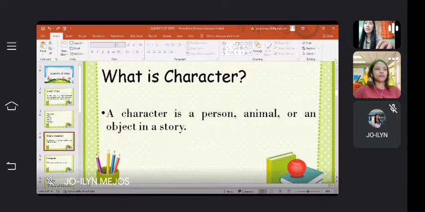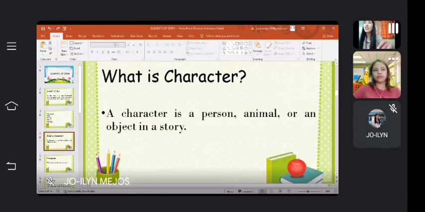Alright, again, a character is a person, animal, or an object in a story. So if we say character, it can be a person, an animal, or an object. So why should a story have characters? Simple, because the characters will be the ones to perform the actions and speak the dialogue in the story and move along the plot.